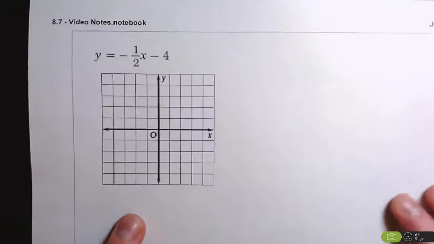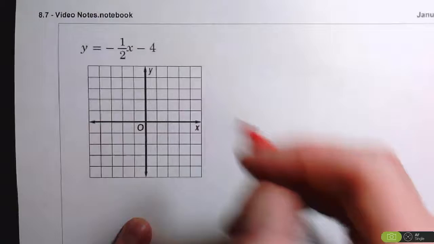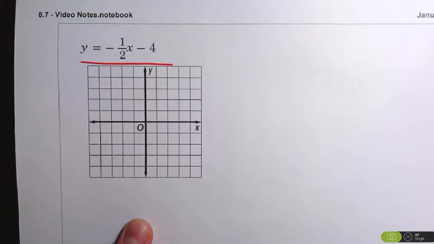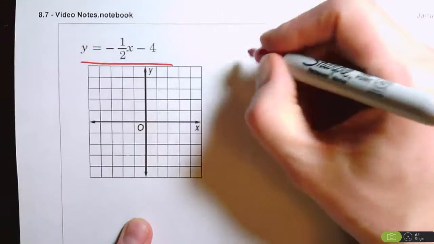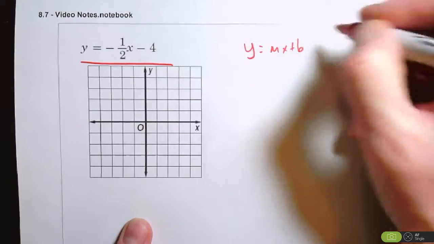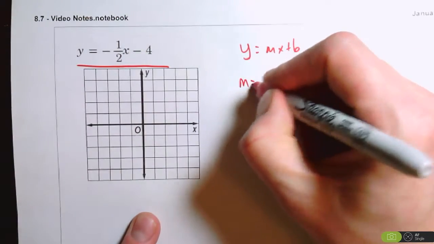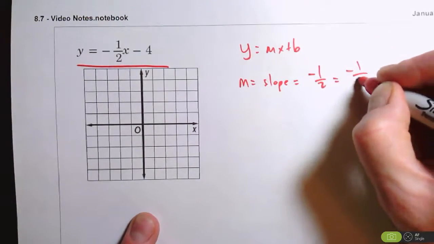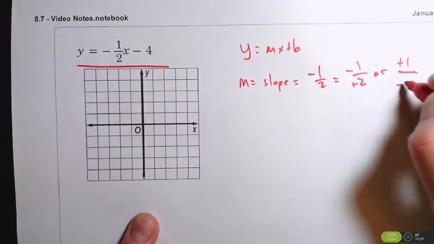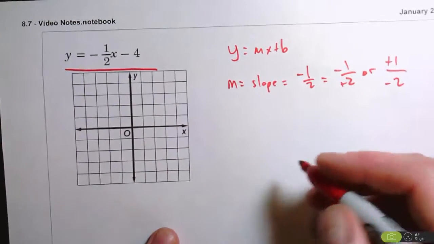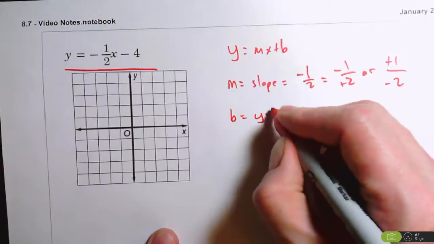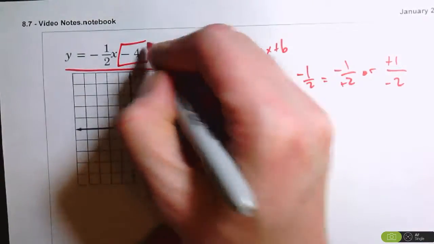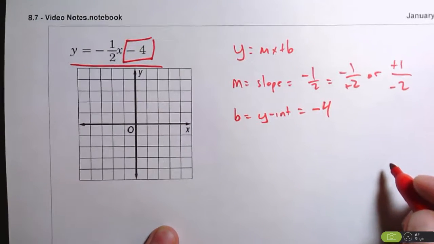Okay. Now, the last example I want to do is y equals negative 1/2 x minus 4. This is how we're really going to do this in this section, is graph like this. The key is, it's in slope-intercept form. It's in that y equals mx plus b format. Our slope, our m, is negative 1/2, which is either negative 1 over positive 2 or positive 1 over negative 2. And our y-intercept, our b, is minus 4 here, so it's negative 4.